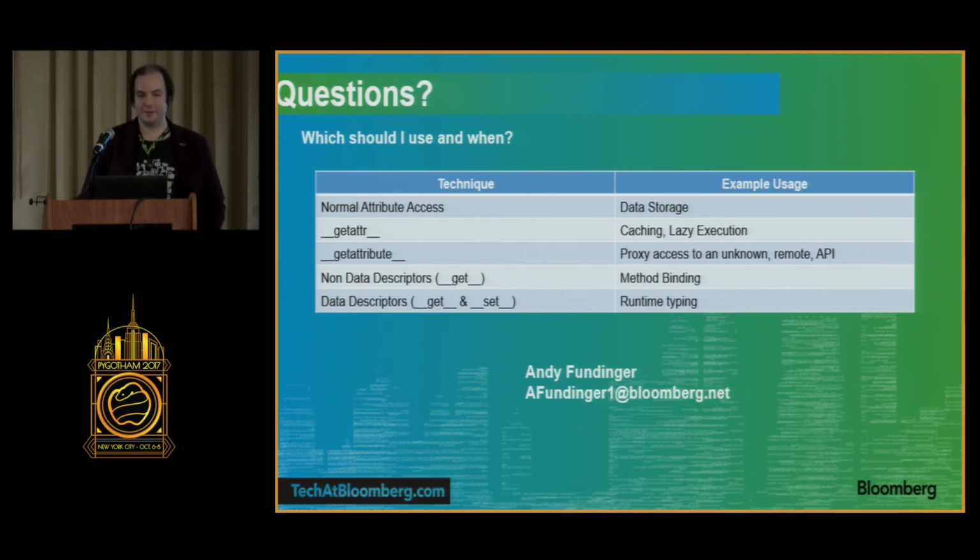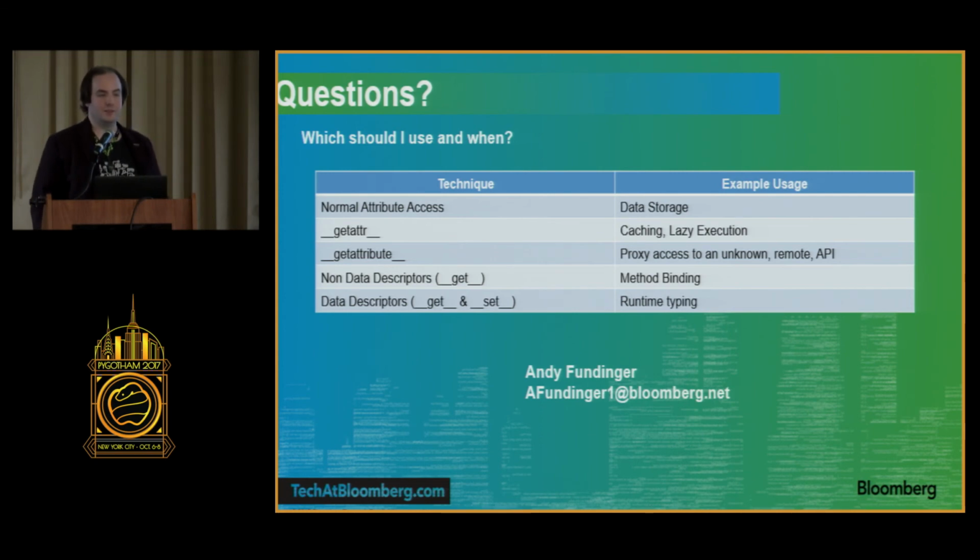Your non-data descriptors, where you're only using dunder get, those do tend to be method binding because a set to a method doesn't tend to make sense until you get to a property where it does. On the other hand, your data descriptors, where you're implementing both get and set, those are something like runtime typing, data binding, any sort of tool like that tends to go through a data descriptor.